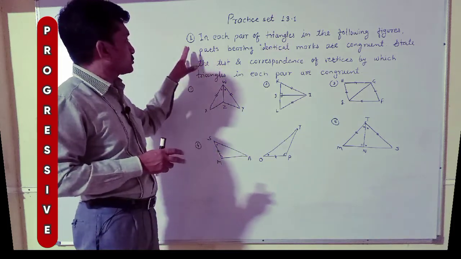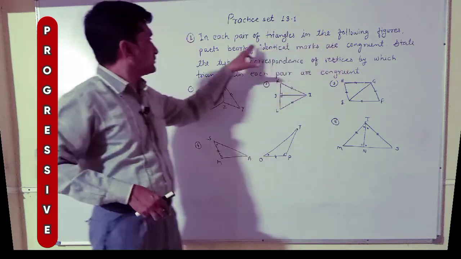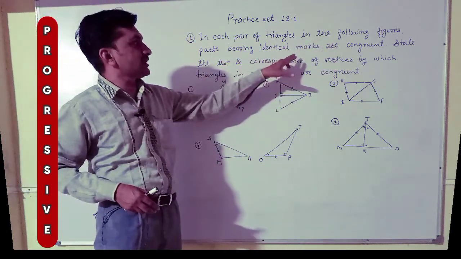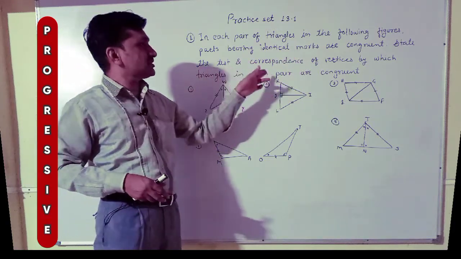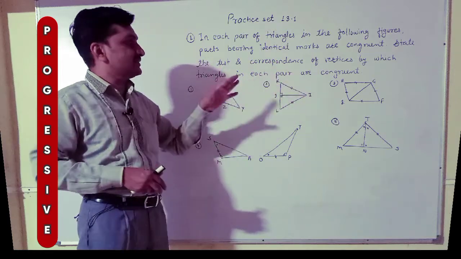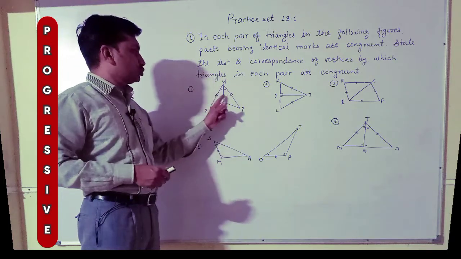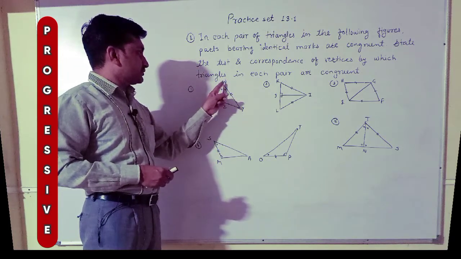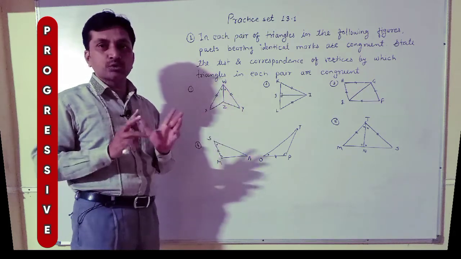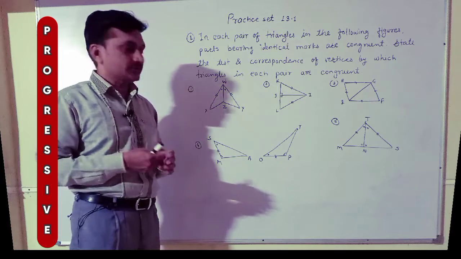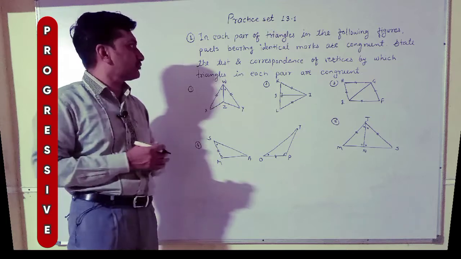Now here let's see question number 1. In each pair of triangles in the following figures, parts bearing identical marks are congruent. Here identical marks are shown. State the test and correspondence of vertices by which triangles in each pair are congruent. Now let's see here first. Now here are two triangles, WXZ and WYZ. Now by which test are these congruent? That we have to write here, and also the correspondence of vertices.